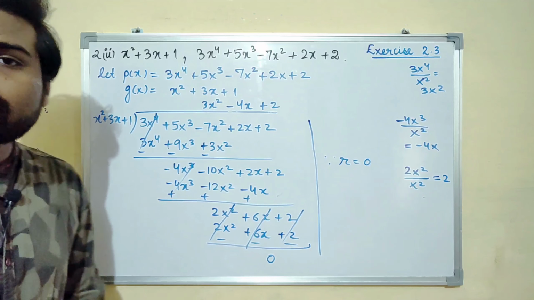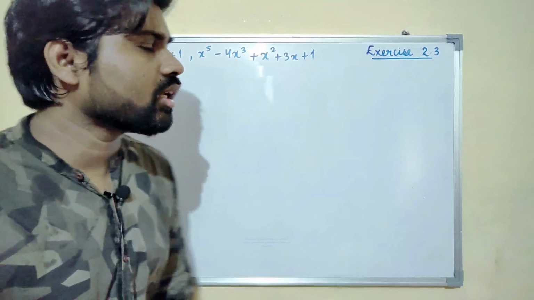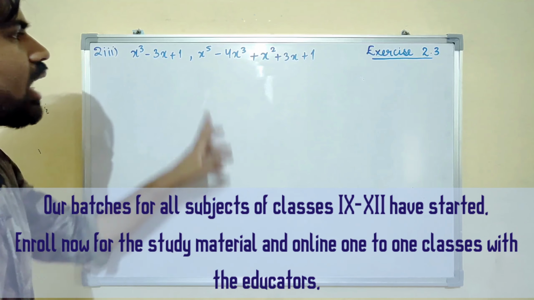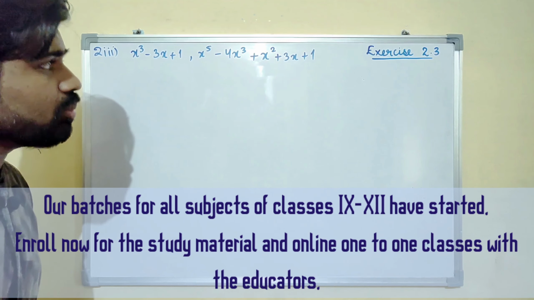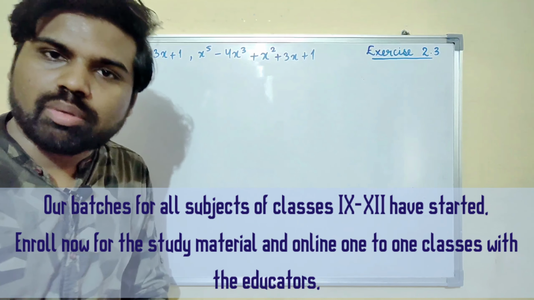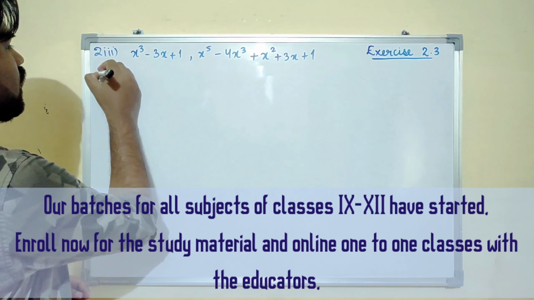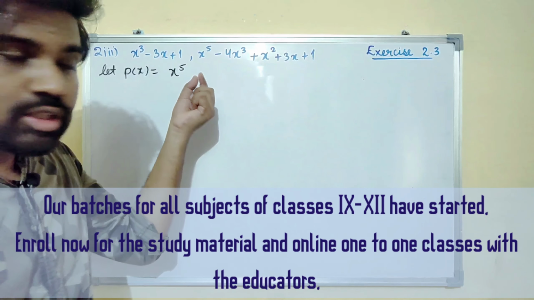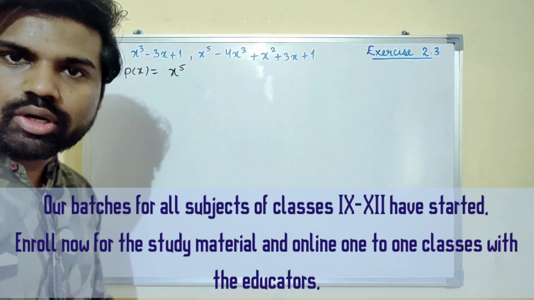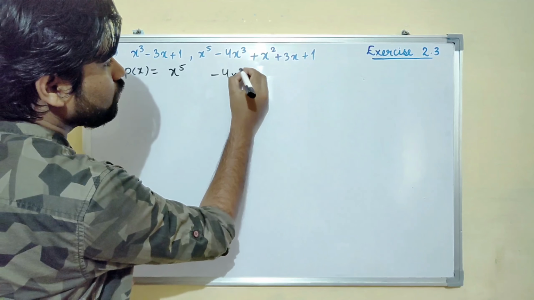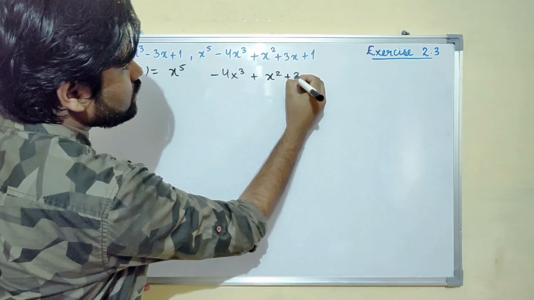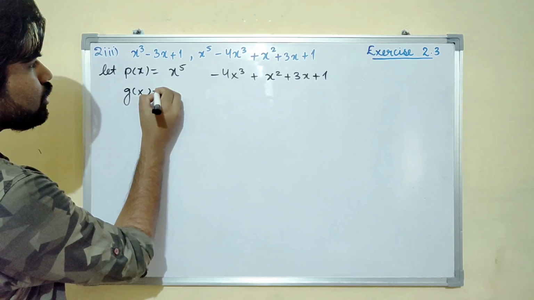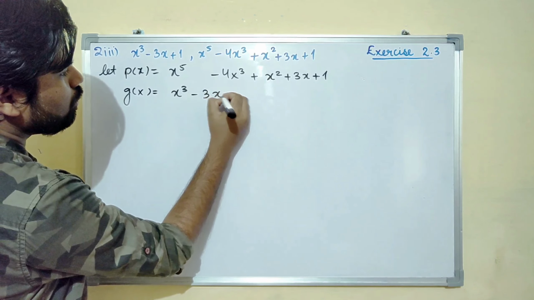Now let us proceed to the third part of this question. First polynomial in the third part is x cube minus 3x plus 1, and the second polynomial is x raised to the power 5 minus 4x cube plus x square plus 3x plus 1. Let us name them. Let px is equals to x raised to the power 5, then we will leave a space for the term x raised to the power 4, right? Minus 4x cube, then x square plus 3x plus 1. Now the other polynomial will be gx is equals to x cube minus 3x plus 1.